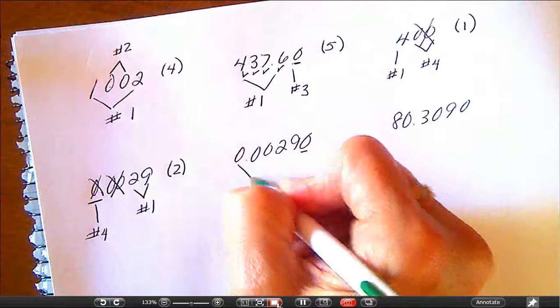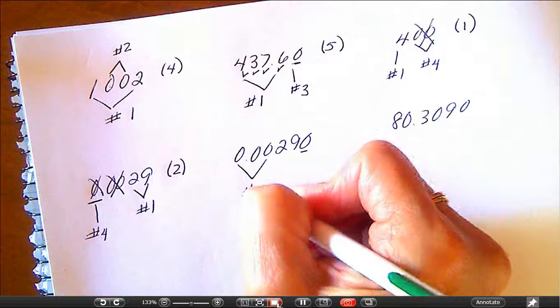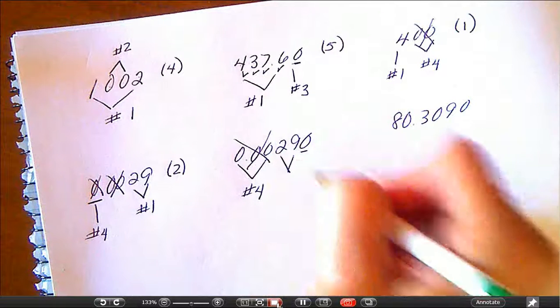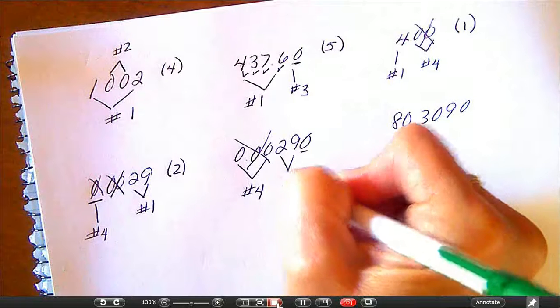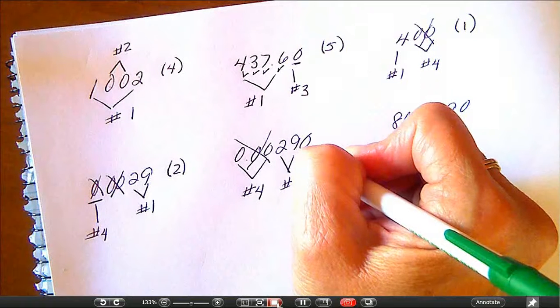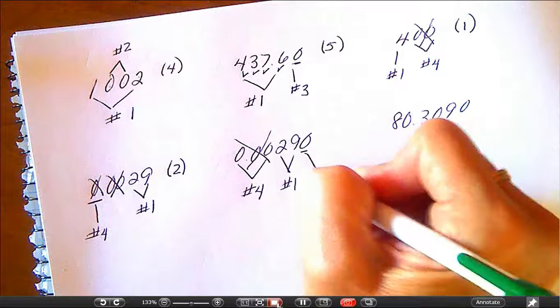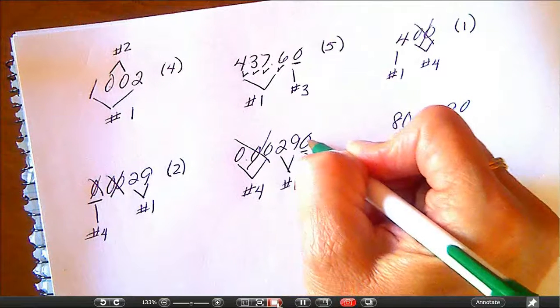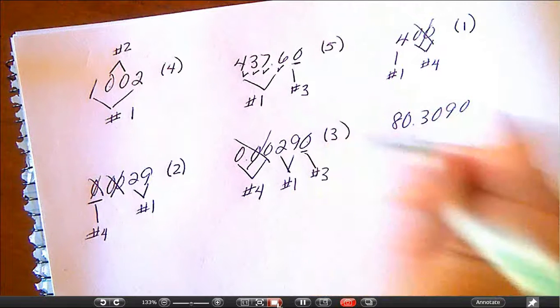Same number, I've just added a 0 at the end. Again, these are placeholders. Rule number 4. The 2 and the 9 count as always. Rule number 1. And that final 0 is also going to count. Rule number 3. 1, 2, 3 sig digs.